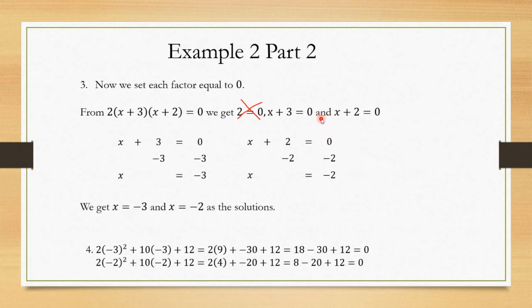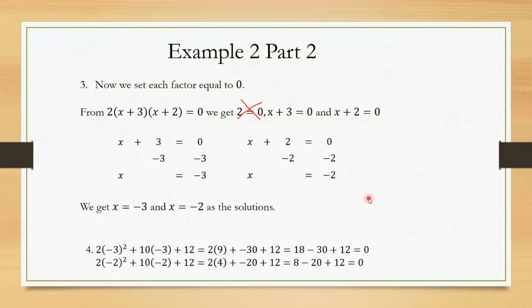From each of those, we're going to get a solution. x plus 3 equals 0. Subtract 3 from each side, and so x equals minus 3, because you want to get x all alone. So one solution we get is x equals minus 3. From here, same idea, except instead of 3, you have a 2. So we subtract 2 from both sides. We get x equals minus 2.